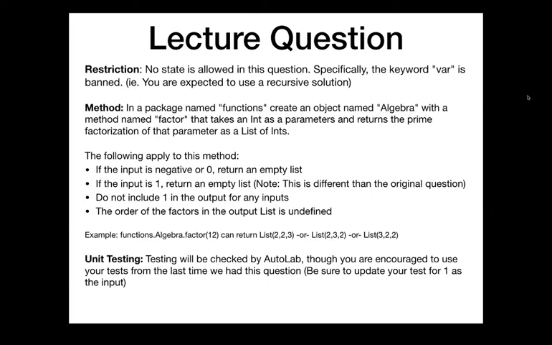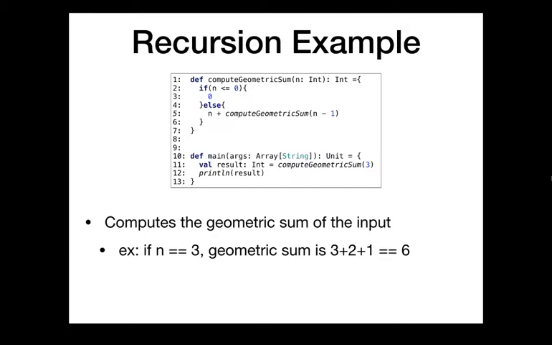There's no testing checked by Autolab, but you already have your tests. Just update the input 1 to return an empty list instead of a list containing 1. You have those tests that you can run to test your own code. I don't have to test your tests because I already checked them. There's no point in doing it again. All right, so let's look at some recursion. We saw this example way earlier in the class. I just rewrote the code a little bit to get rid of the var, in the spirit of the current assignments.